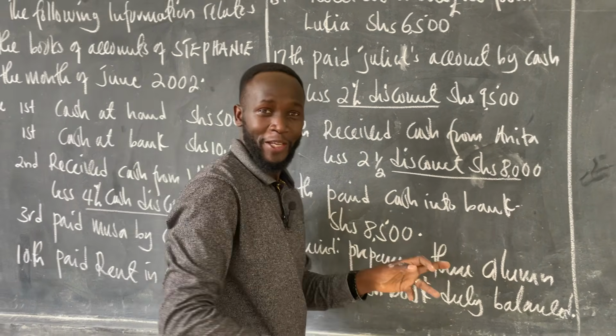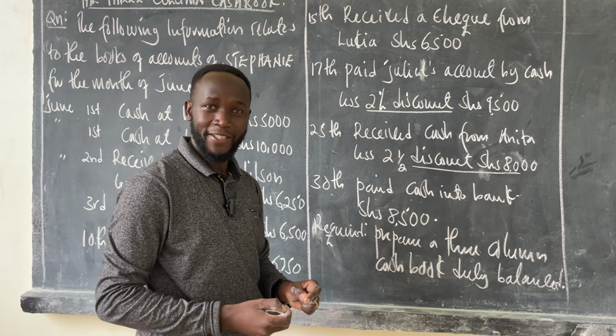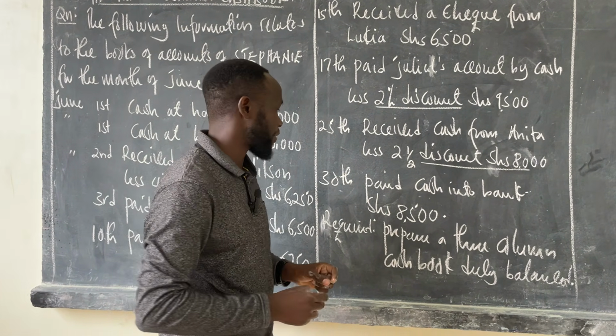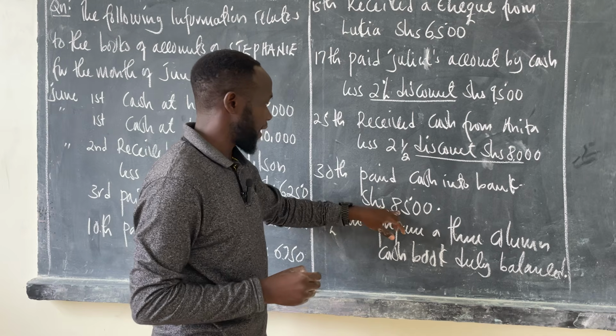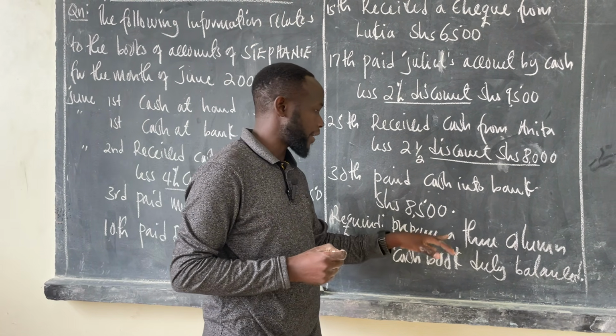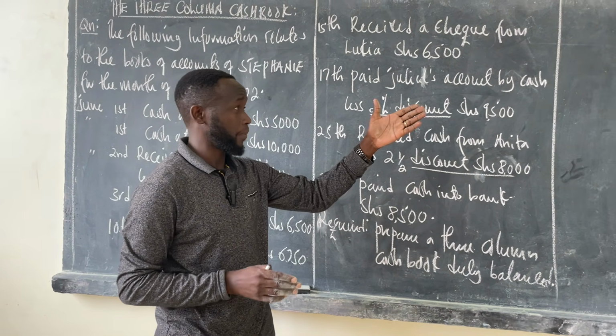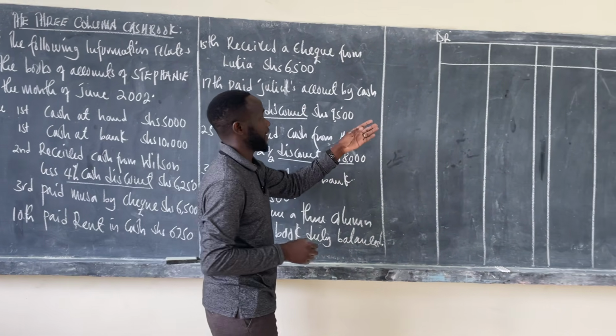Now, a contra entry is coming again. Stephania paid cash into bank. Contra entry coming in here. We are going to see how to handle it, of 8,500. What are we required to do? We are required to prepare a three-column cash book that is duly balanced. Follow me up here so that we do it clearly.